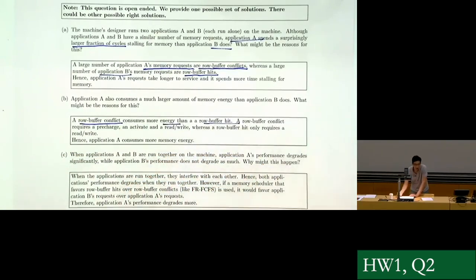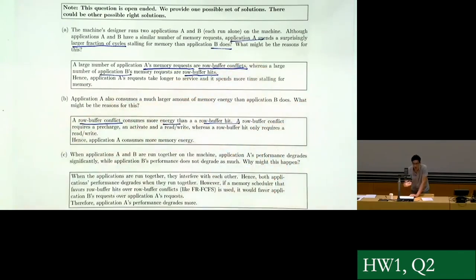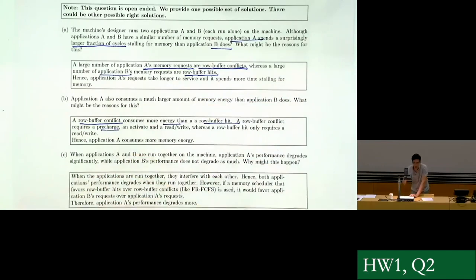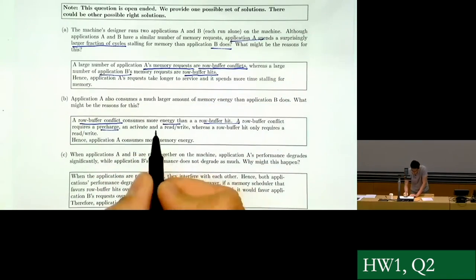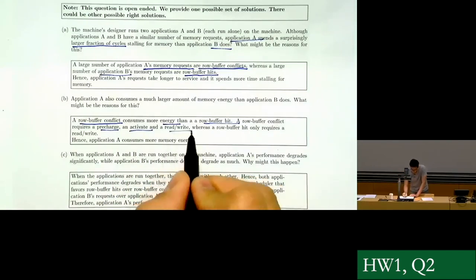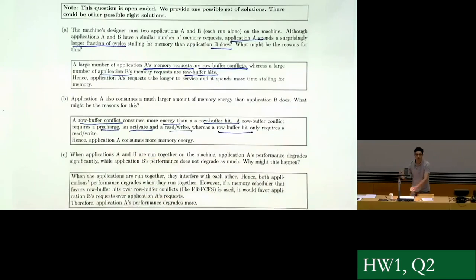Why is that? Well, it's simple to understand that the row buffer conflict requires more operations, right? Because you need to precharge, which essentially means to replace the row that is already in the row buffer, and then activate, that is moving the new row to the row buffer, and then read and write. But in the row buffer hit, we only need to read and write because the row is already in the row buffer. Is it clear?